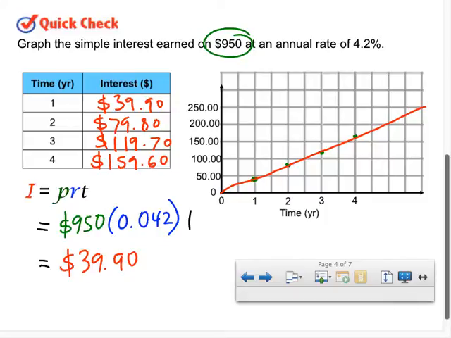Okay, any questions? Yep. What happens if you don't get a linear relationship? For this, you will. And if you don't? Then you might double check your graphing. Okay. All right. Any questions? So for simple interest, you will, if you're just calculating what the interest would be for each year.